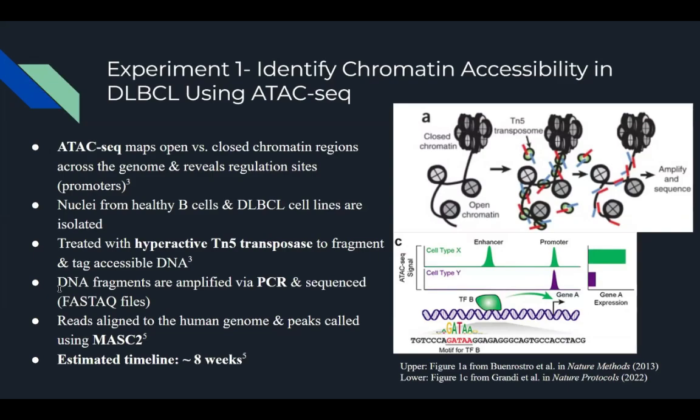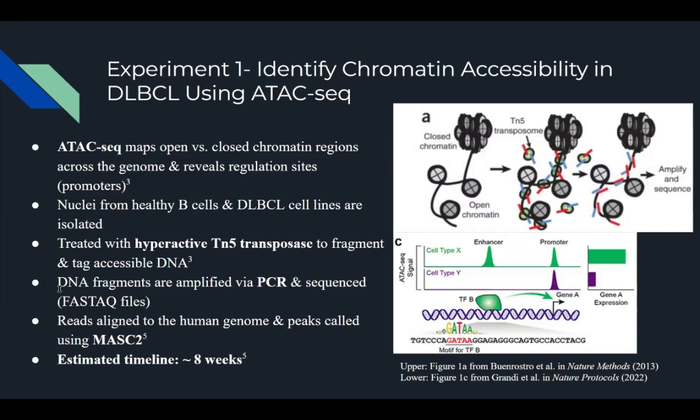The resulting fragments are amplified using PCR, and libraries are created to generate FASTQ files that have the sequencing reads. Those reads will be aligned with the human genome, and the peaks are going to be called using a program called MACS2 to identify the chromatin peaks in the data. The peaks in the software represent the chromatin regions that are going to be accessible. The second picture on the bottom right shows an example of the output MACS2 would show.